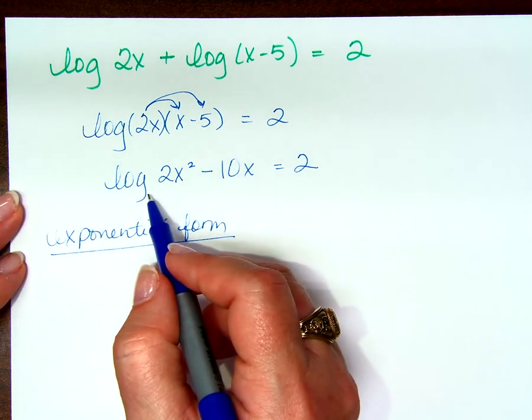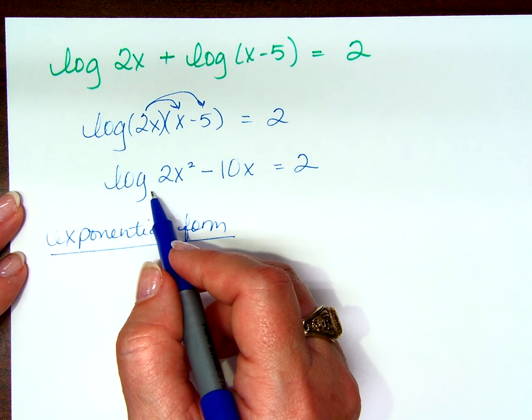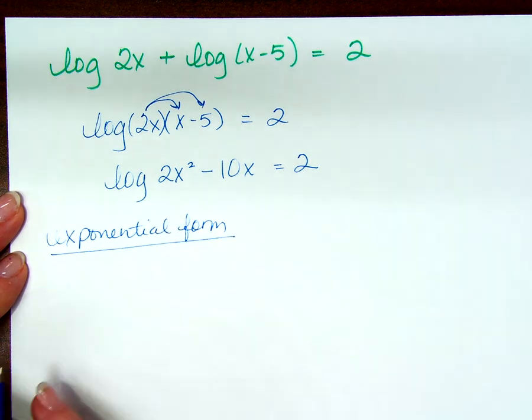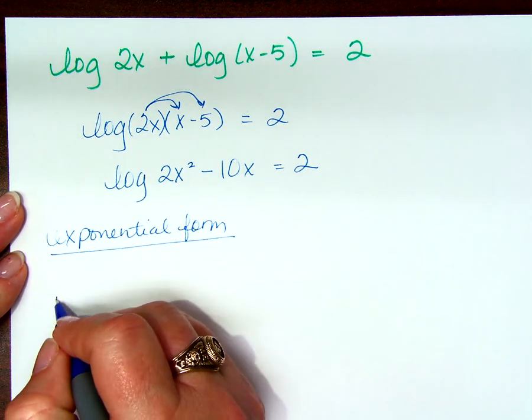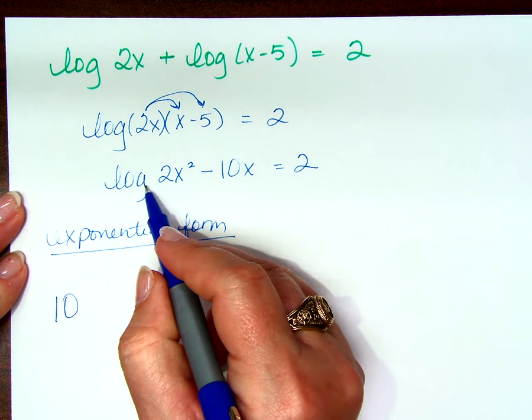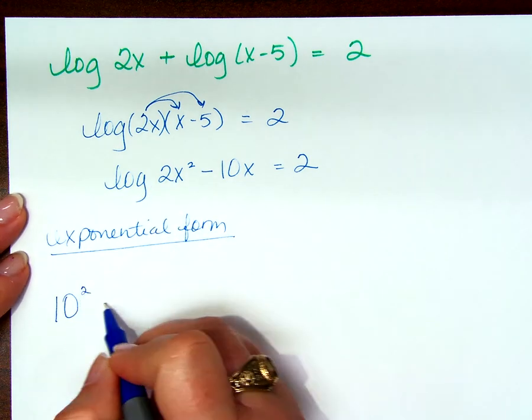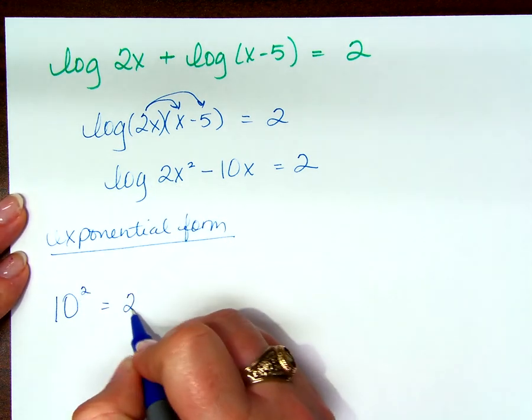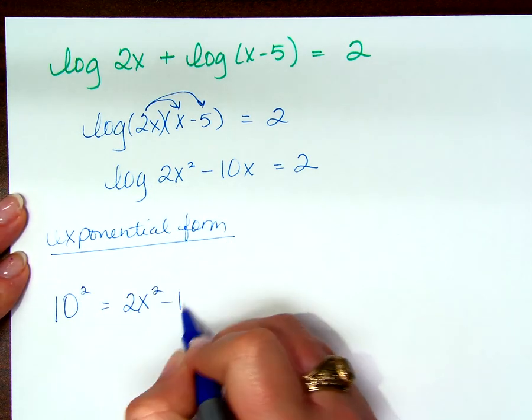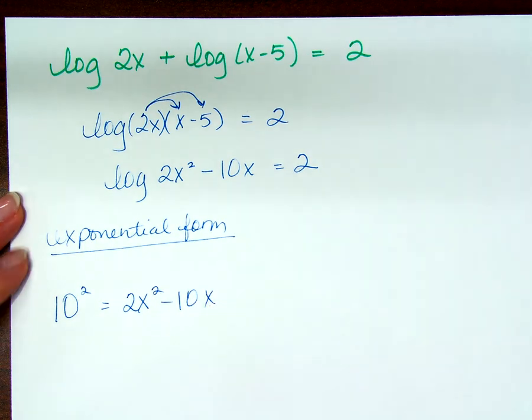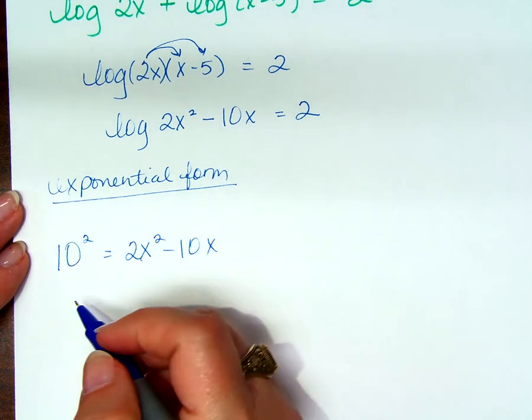what's the base of this log? Well, nothing's written, is it? So what is it automatically? Good, 10. 10 to the second power equals the argument, 2x squared minus 10x. Well, what is 10 squared? We could simplify that.